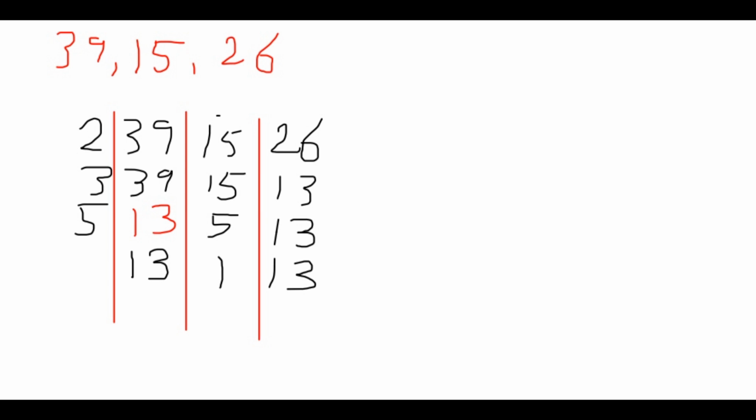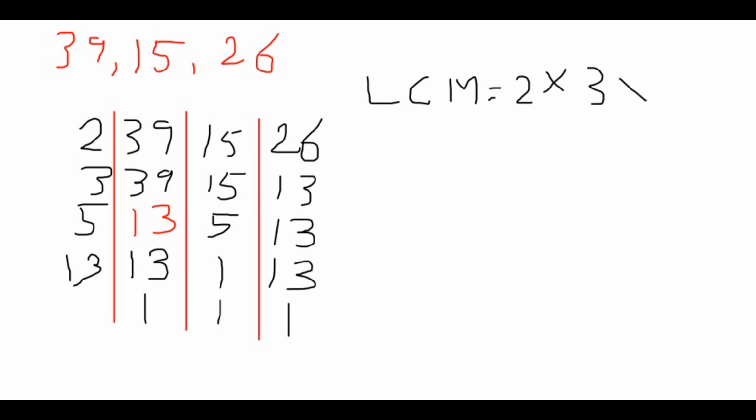Now we have broken down this 15 and we are left with 1, so we can leave this part for now. Next we divide by the next prime number. The only prime number that can divide 13 is 13, so 13 divided by 13 is 1. You will have 1 here and 1 here, so therefore the LCM is equal to 2 times 3 times 5 times 13.